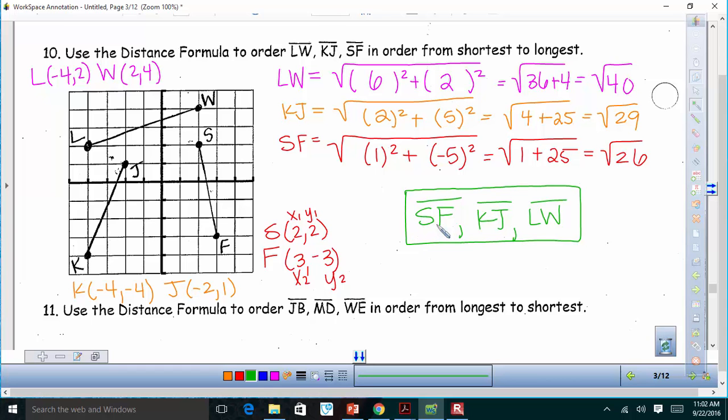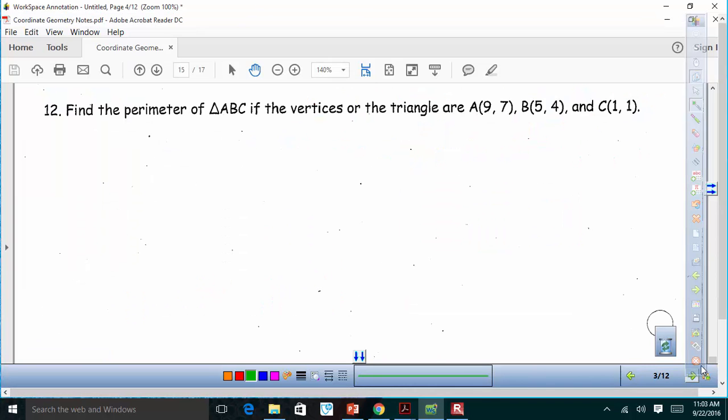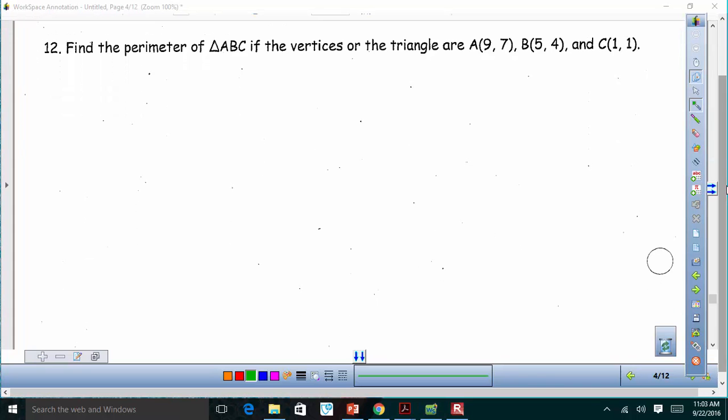Okay. Our last example, I want to go over 12 just because I feel like some people would get a little bit confused about this, but this is also the same thing that we've been doing. So number 12 asks us to find the perimeter of ABC if the vertices of the triangle are 9, 7, 5, 4, and 1, 1. Somebody tell me, how do you find the perimeter of something? Add what? Very good. Add all sides.